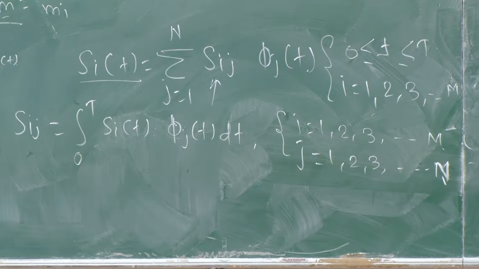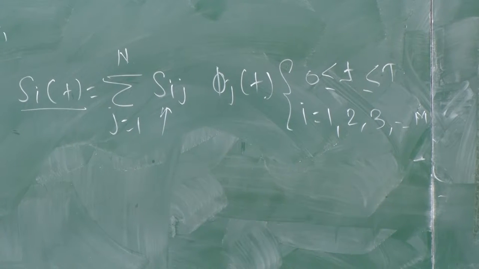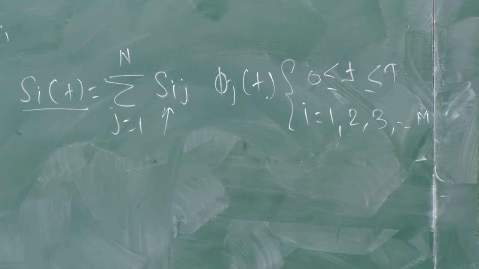That means we have M symbols, M signals. We can represent M signals by using capital N basis functions. So definitely this capital N is less than or equal to capital M. Write down, this capital N is less than or equal to capital M. So we can represent these signals by using only two basis functions. In the last example we have considered orthogonal basis functions.